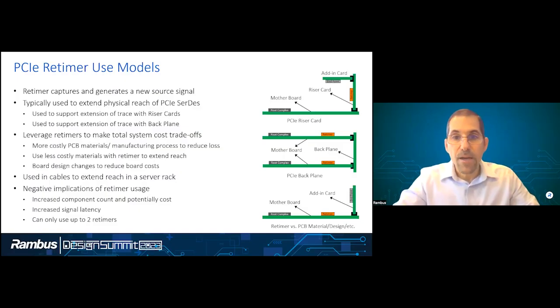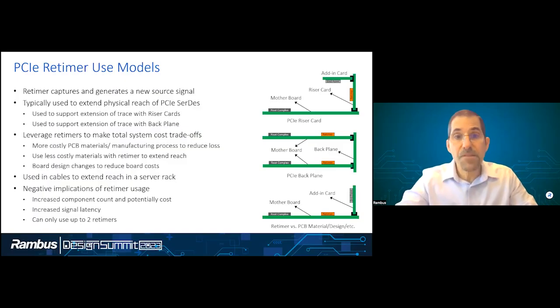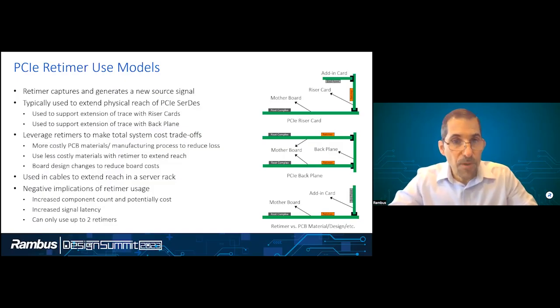Below that, you have a backplane. This is just showing 2 slots, but a backplane could have multiple slots and tied to other things, and 2 processors can be communicating with each other. Therefore, this particular example is showing the retimer on the motherboard. Now, in the case of the riser card, the retimer could be on the motherboard, it could be on the riser card, and so forth. These are just showing you examples of where these retimers could be in these types of scenarios where you're extending the reach beyond what the spec calls for.